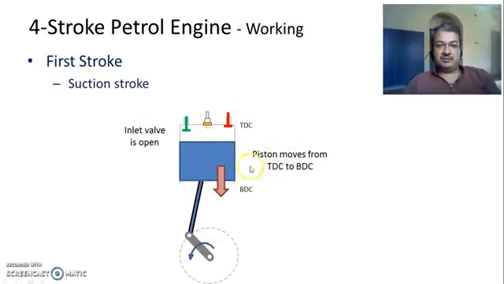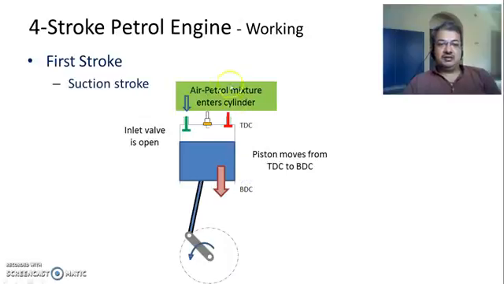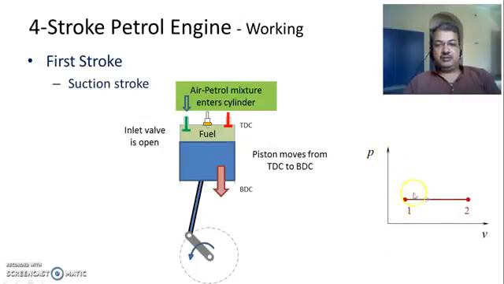when the piston moves from top dead center to bottom dead center, the air petrol mixture from the carburetor gets into the cylinder. So the basic fuel in the case of a petrol engine is the air petrol mixture. This fuel gets into the cylinder in the first stroke. This stroke is represented by a PV diagram. The pressure necessarily remains constant at atmospheric pressure. We can see the volume increasing during the suction stroke, which takes place at a constant pressure.